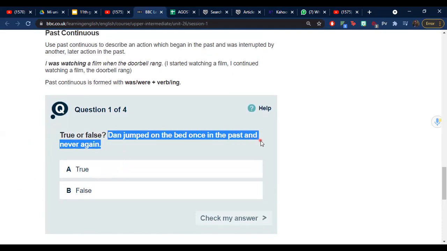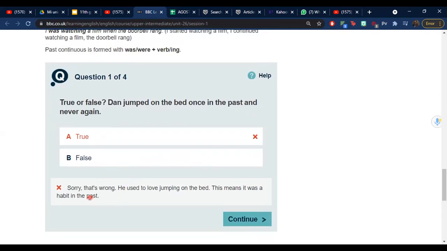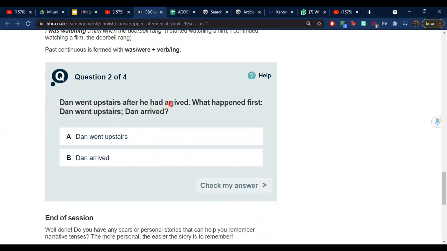Dan jumped on the bed once in the past and never again. True. Love jumping on the bed. He used to love jumping on the bed. That means it was a habit in the past. Jumped on the bed in the past and never again. Well, he doesn't do it anymore.